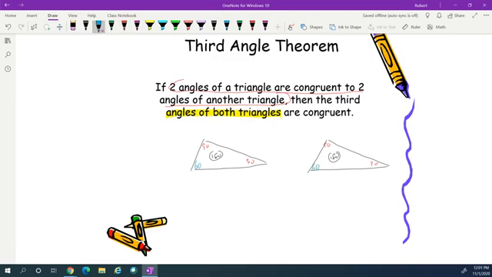So the third angle theorem just says, if I have two triangles and two of the angles match, the third ones have to match. That's all it's telling us.